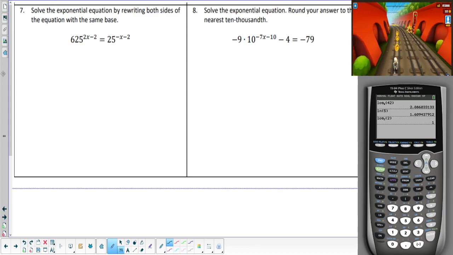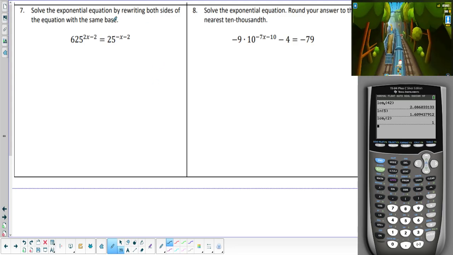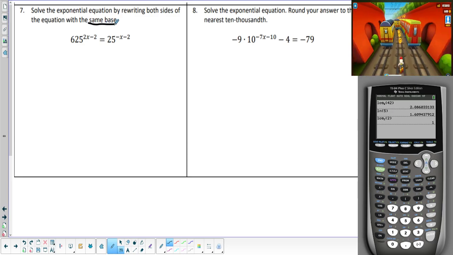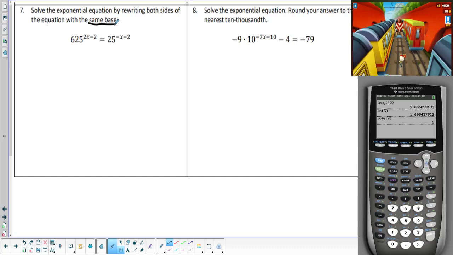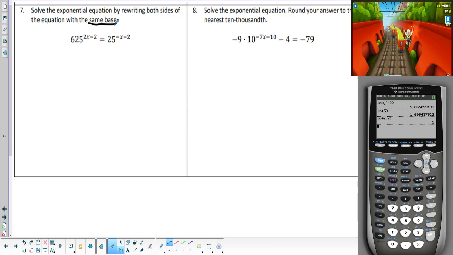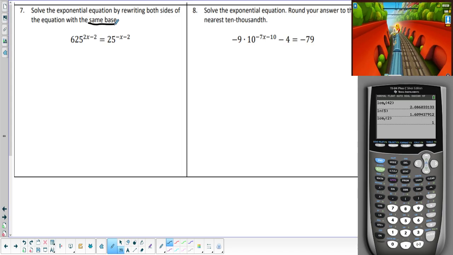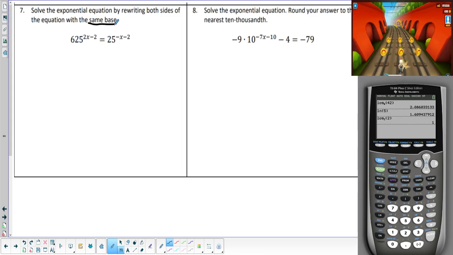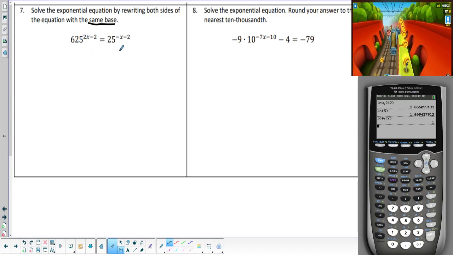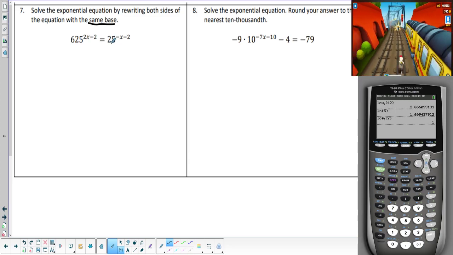They say solve the exponential equation by rewriting both sides of the equation with the same base, all right? The reason why we want the same base on both sides is because then we can take the log with the base of that base, which will then cancel everything and leave us with just the exponents, right? So this looks like one on the packet. If you did the front page of the packet, we essentially need to rewrite both of these so that they are in terms of something that can be raised to a power, all right?